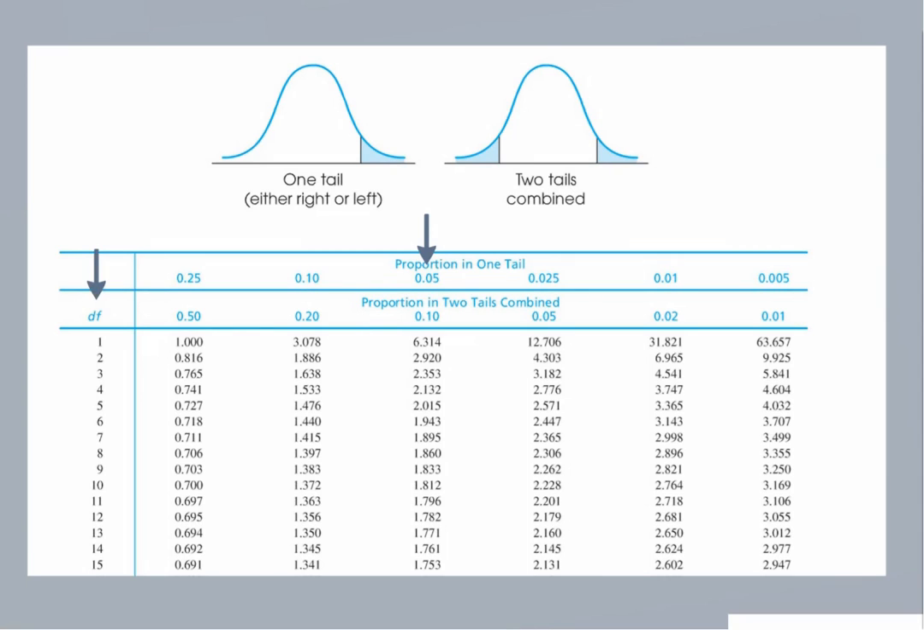Then we use our degrees of freedom, which we calculated as 14, remember? We go down and find our 14 row, and put it with our 0.05 column, and we'll find our critical region. Right here, our critical region is 1.761. This critical region identifies the place at which our test needs to be beyond.